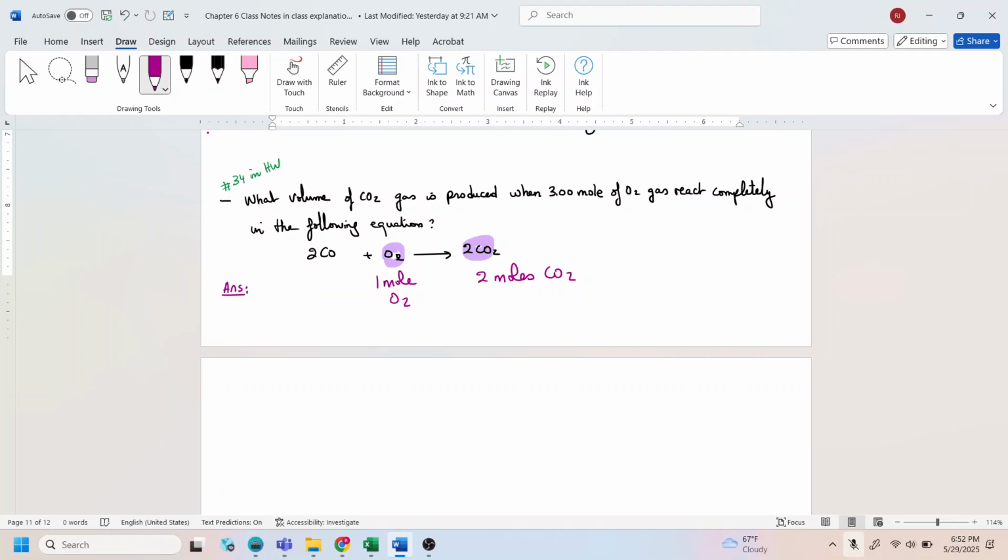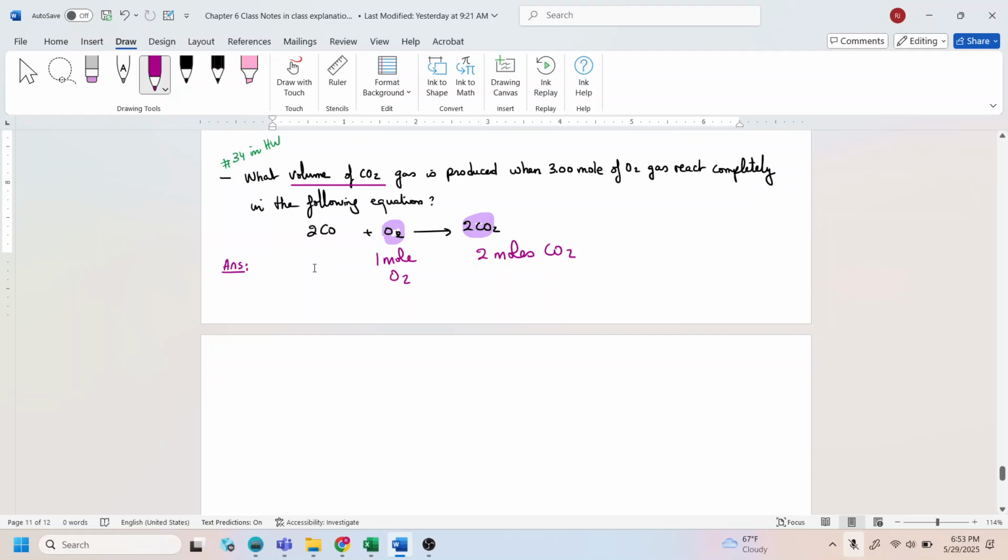Since they need the volume of carbon dioxide, I cannot calculate the volume of oxygen. Because if I use PV equal nRT, the number of moles given is the number of oxygen moles, not the carbon dioxide. So I have to find out the number of moles of carbon dioxide from the oxygen and then use PV equal nRT to calculate the volume of the carbon dioxide.